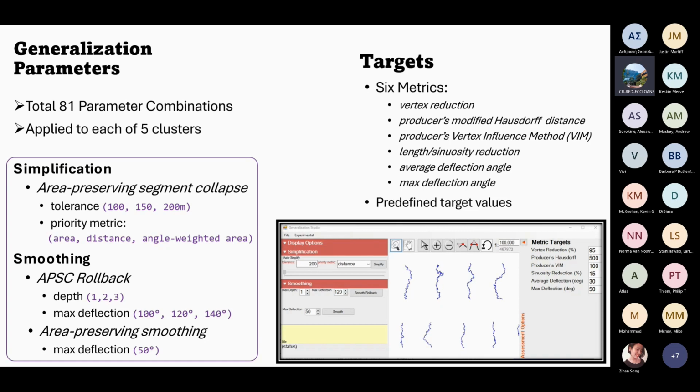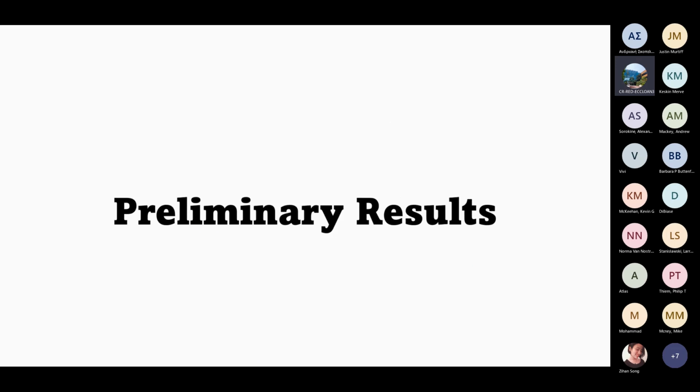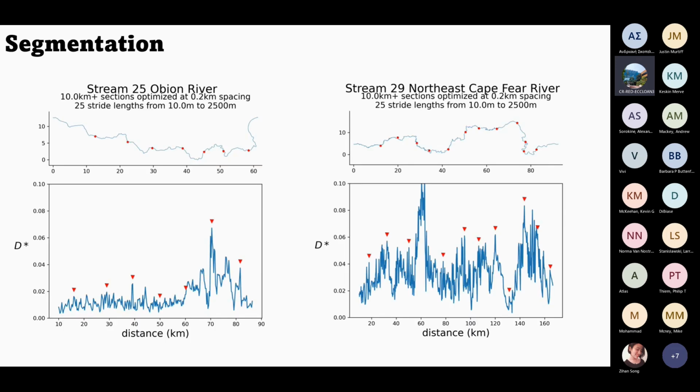So for each of the 5 clusters, she's trying out 81 different workflows for generalization, and the results of each of those workflows, she then measured the quality of based on 6 metrics. They're basically capturing the 3 things I talked about before: positional accuracy, angularity or smoothness, and just the number of vertices. So preliminary results, here's an example of the results of segmentation.